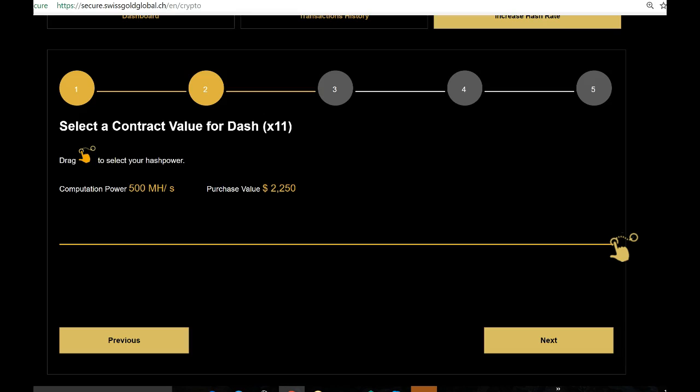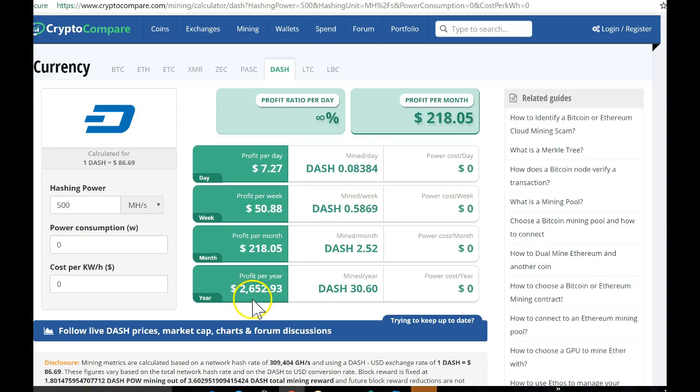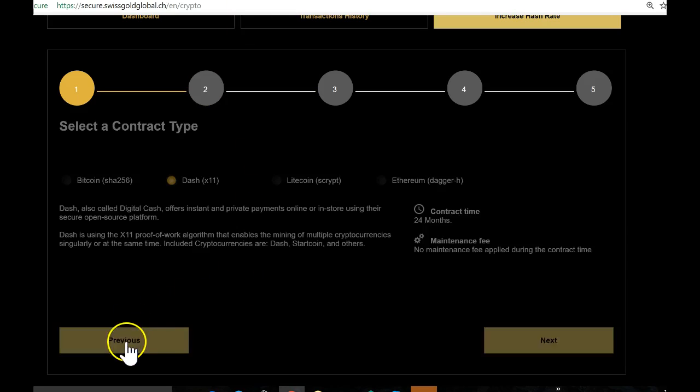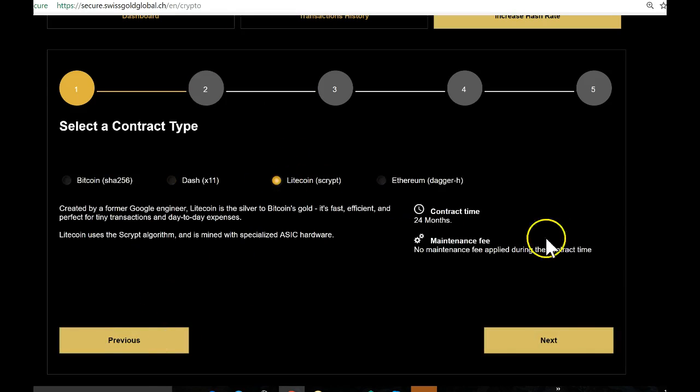So you see, if you purchased the contract for 2250, after 1 year it has paid you out 2652. And the second year, you have more than paid for your contract, so you way more than doubled your money. No bank is going to do that for you, I believe. So let's go back and look at another one, Litecoin.